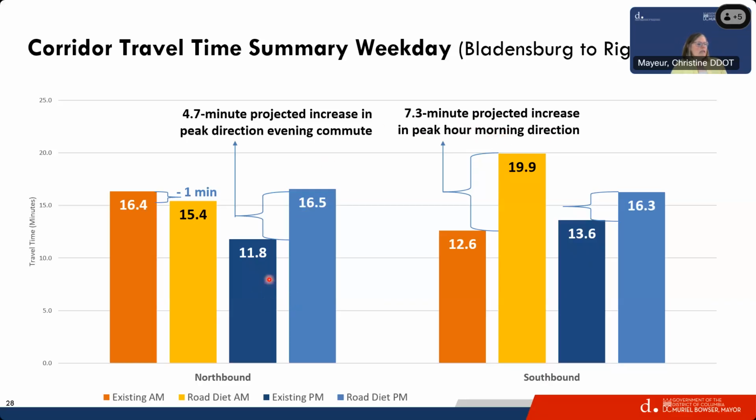In the evening time period, where we've got more people heading northbound, we see about a 4.7 minute total projected increase for the peak direction evening commute. For southbound in the evening, we do still see about a 3-minute difference there.